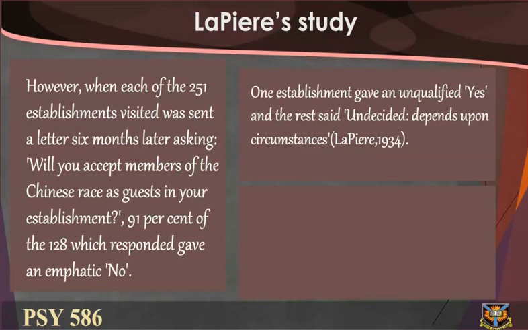However, when each of the 251 establishments visited was sent a letter 6 months later asking, "Will you accept members of the Chinese race as guests in your establishment?" 91% of the 128 which responded gave an emphatic no. One establishment gave an unqualified yes, and the rest said undecided, depends upon circumstances.